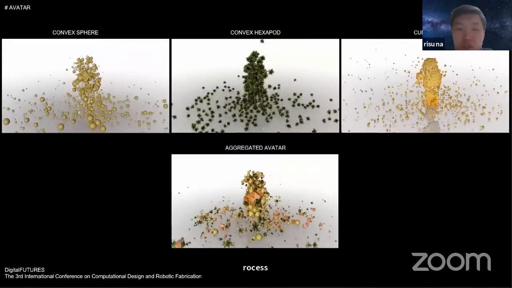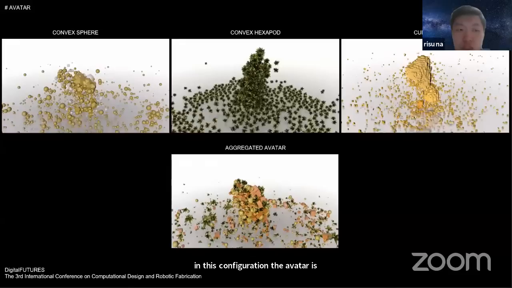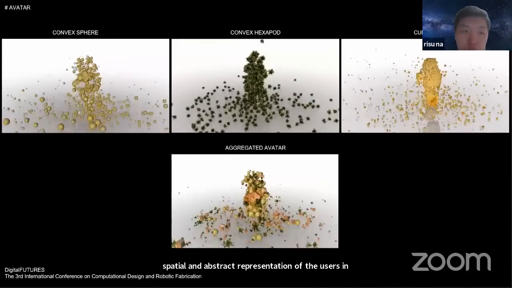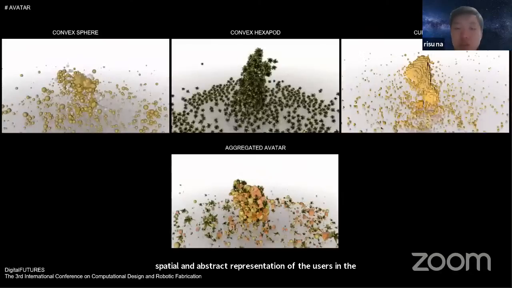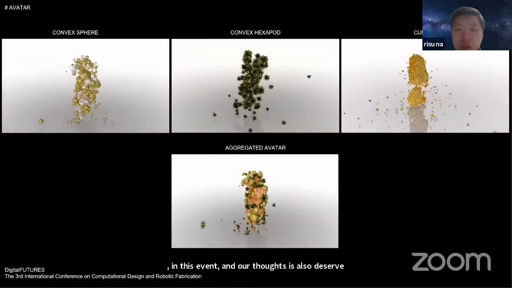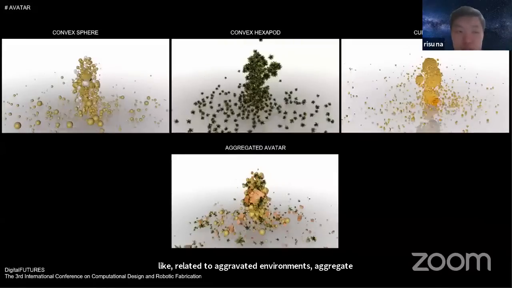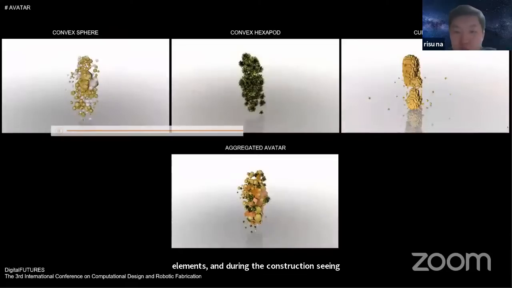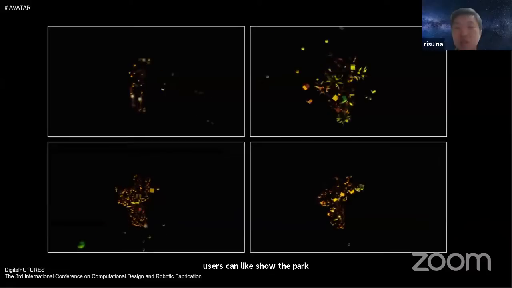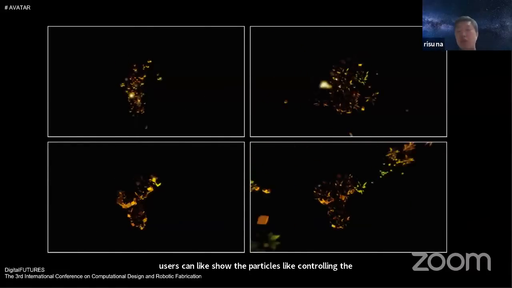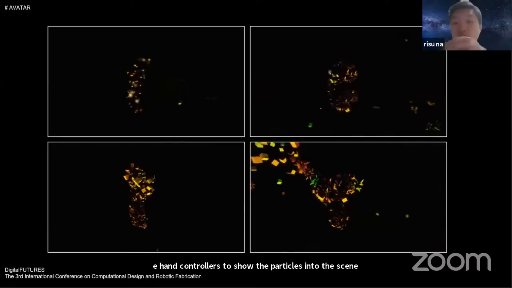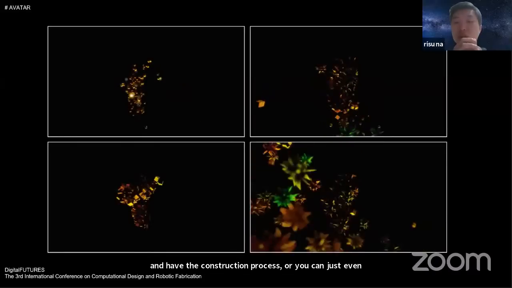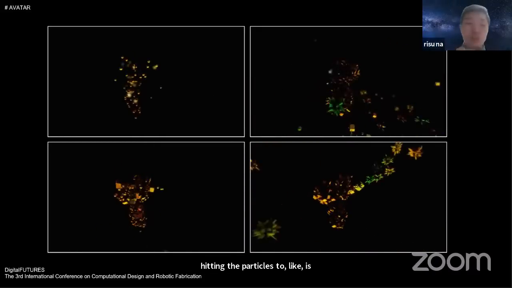In this configuration, the avatar is a spatial and abstract representation of the users in this event, and the avatar is also designed as related to aggregated environments and aggregated elements. During the construction scene, users can shoot particles by controlling the hand controllers to shoot the particles into the scene and have the construction process, or you can even use physical gestures like shaking or hitting the particles. It's an interaction.